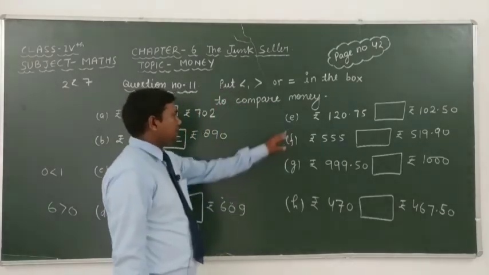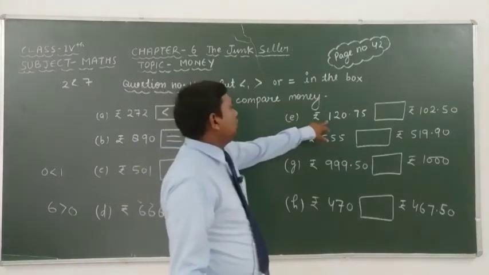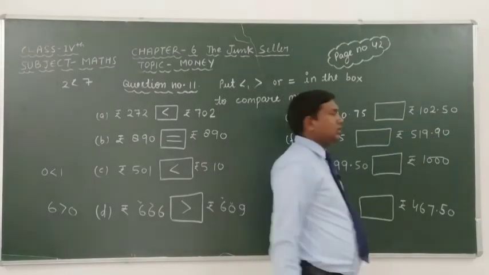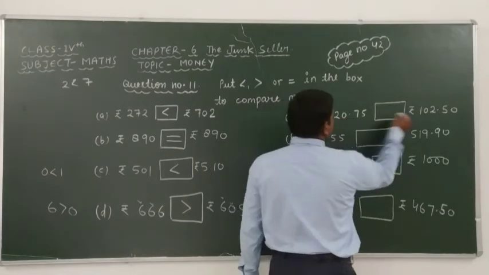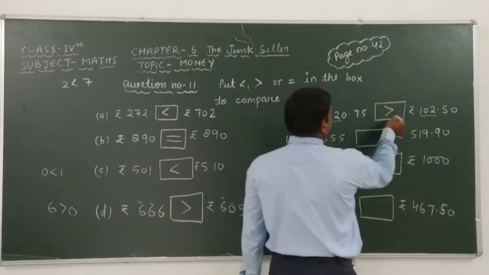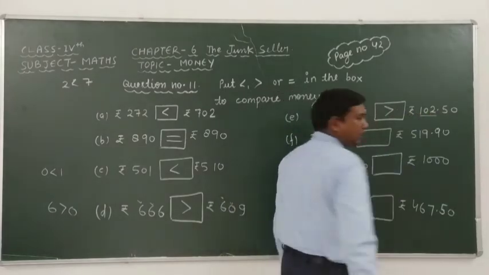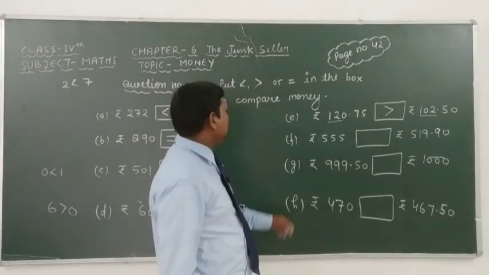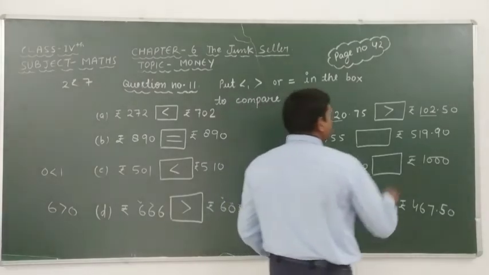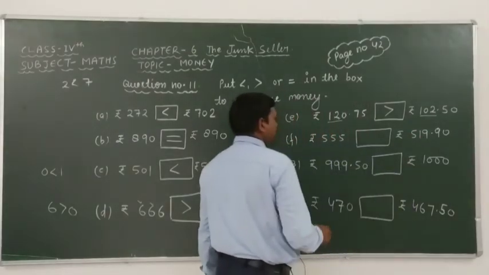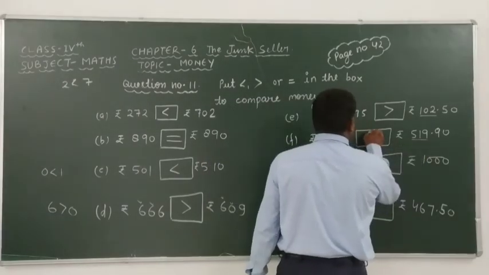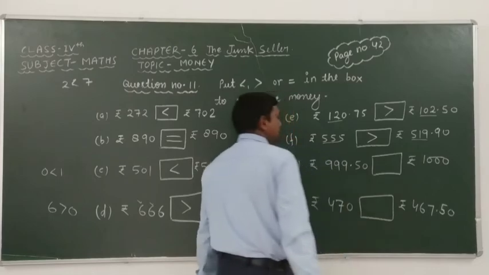Okay, students, look at here carefully. In this question, here given that rupees 120.75, box rupees 102. Dear students, we know that 120 is greater than 102. Therefore, rupees 120.75 is greater than rupees 102.50. Okay. Similarly, we can solve all given questions. Look, in this question here given that 555, rupees 519. We know that 555 is greater than 519. Therefore, here we can take the greater than mark.